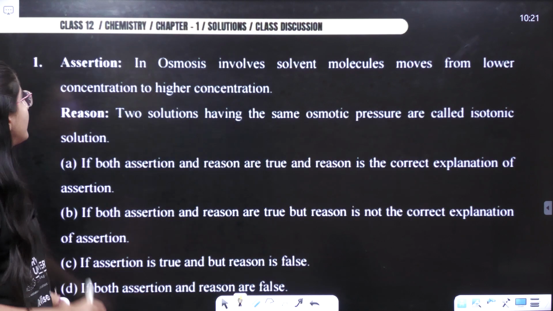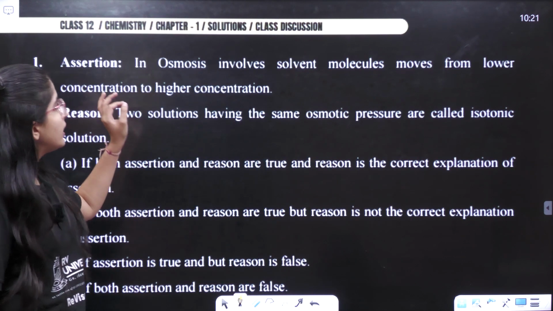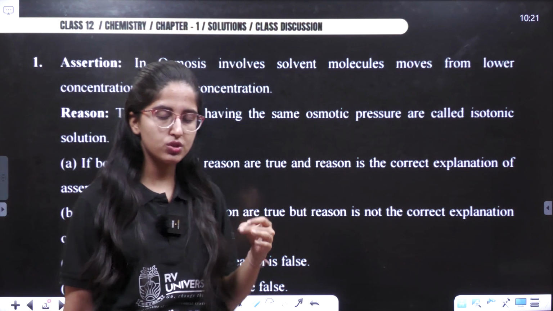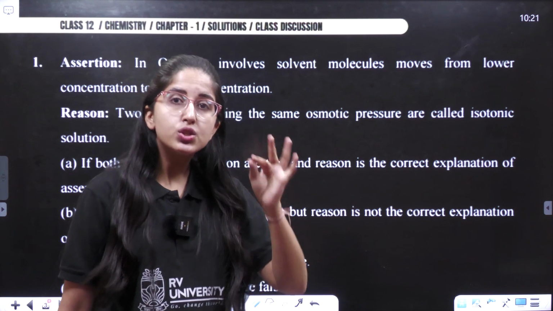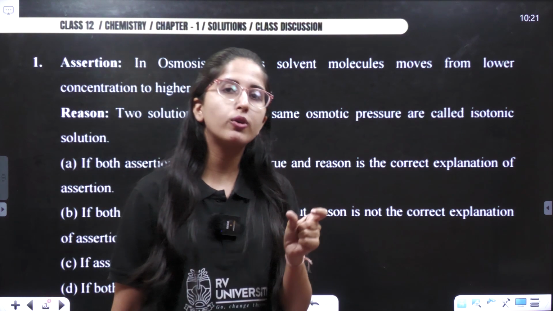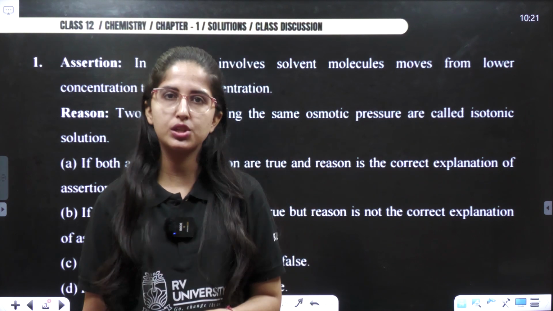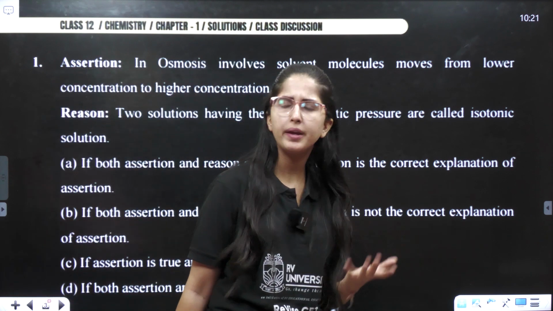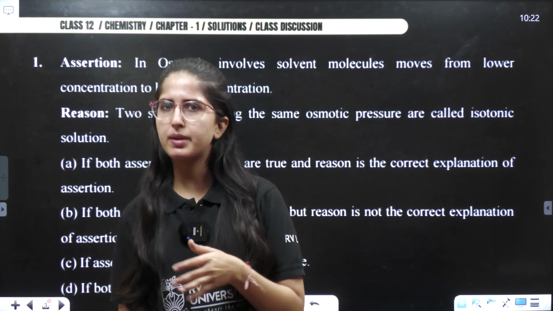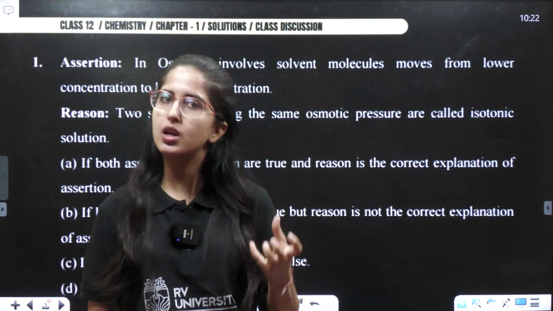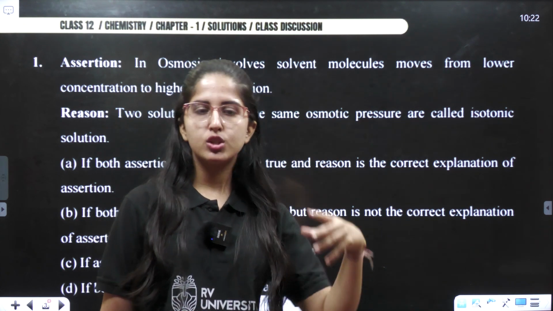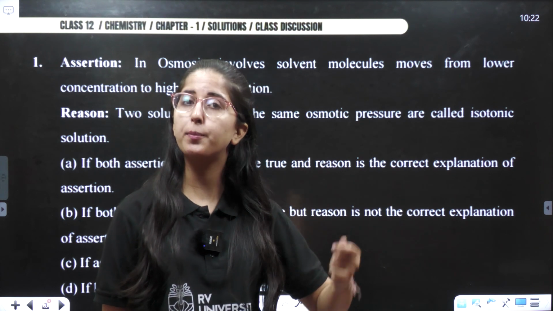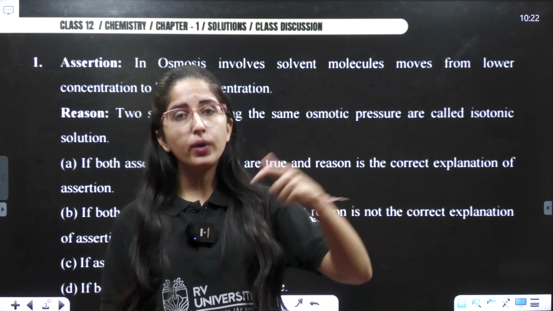So, question number 1: in osmosis, solvent molecules move from lower concentration to higher concentration. They are saying that in osmosis, solvent molecules move from the lower concentration region towards the higher concentration region. Whenever you are talking about osmosis, remember your pickle. Your salt concentration will be high in your solution and the water concentration will be high in your cucumber. As days pass, your cucumber will shrink. That means water molecules have moved from your pure solvent, lower concentration region, to a higher concentration region.